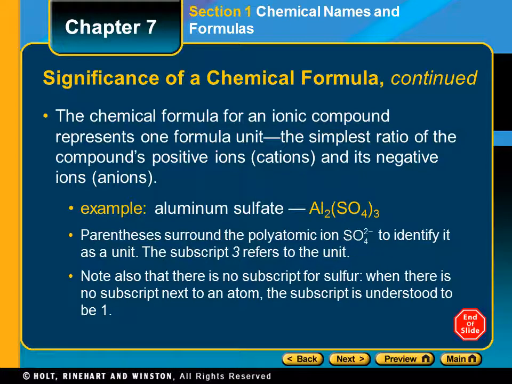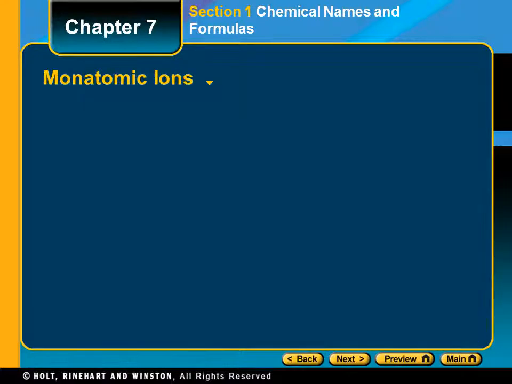We can note when we look at these chemical formulas for ionic compounds that there is no subscript for the sulfur. When there is no subscript next to an atom, the subscript is understood to be 1. Typically in these chemical formulas, we don't write the 1. If there's no subscript there, then it means there's one of those things.